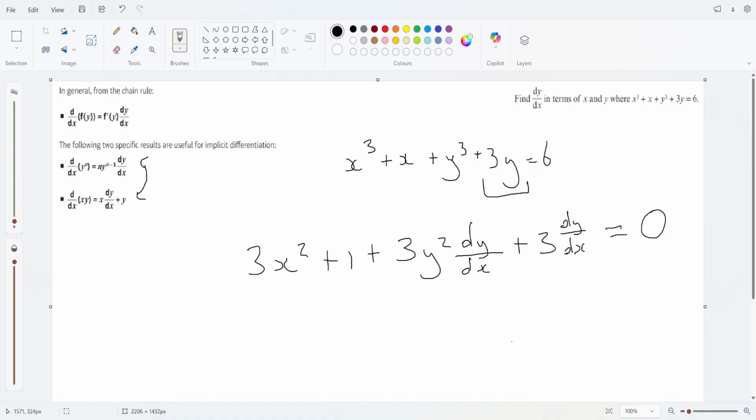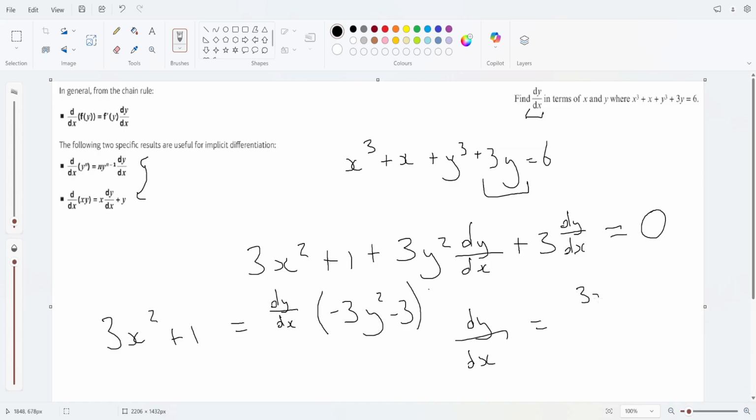So now the question asks you to put it in terms of dy/dx, right? But this is just a lot of random stuff we have right now. So what I'm going to do is keep all of the x terms on one side and put the dy/dx terms onto the other side like this, and then you can just factor out a dy/dx, and then we can just divide by this part and we'll get it as just dy/dx, right? So dy/dx equals 3x squared plus 1 divided by minus 3y squared minus 3. And then you can factor out this minus here, but I'm just going to keep it like this. So yeah, let me move on to another example.